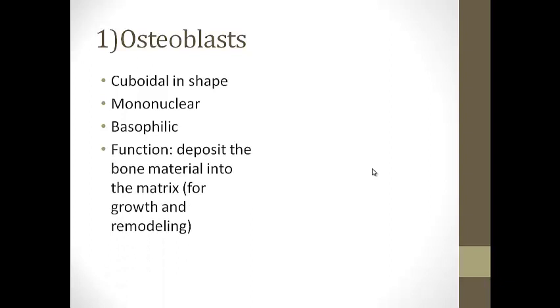And their function is to deposit the bone material into the matrix. So basically, the components of the matrix are produced by the osteoblast. Okay, so this is important for growth and for remodeling. So, for example, if there's damage in the bone structure and it needs to be fixed, or the bone needs to change its shape with excessive movement or excessive stress, the components of the bone material are deposited into the matrix by the osteoblast.